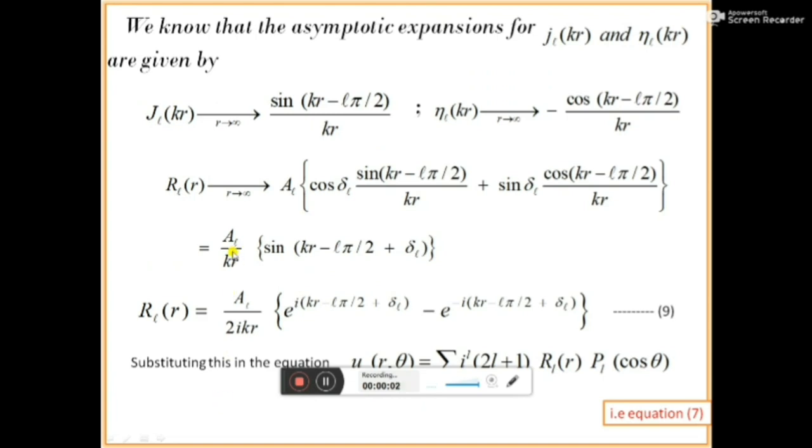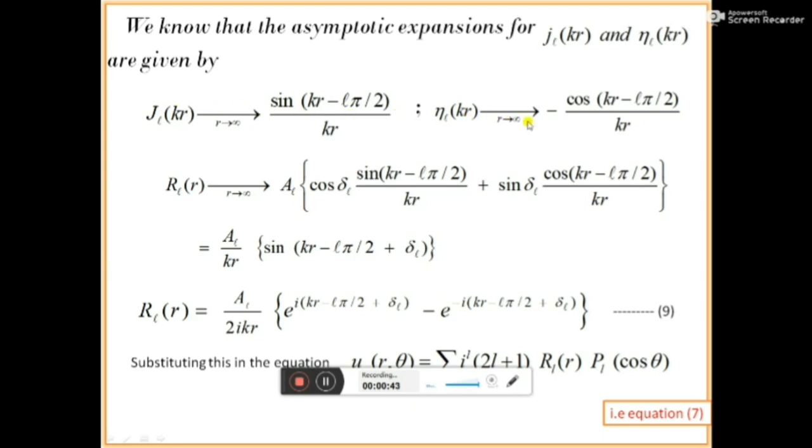We know that the asymptotic expansions for JL of kr and eta L of kr are given by these two equations, that is JL of kr when r tends to infinity is sin of kr minus L pi by 2 divided by kr, and eta L of kr when r tends to infinity is minus cos of kr minus L pi by 2 divided by kr.